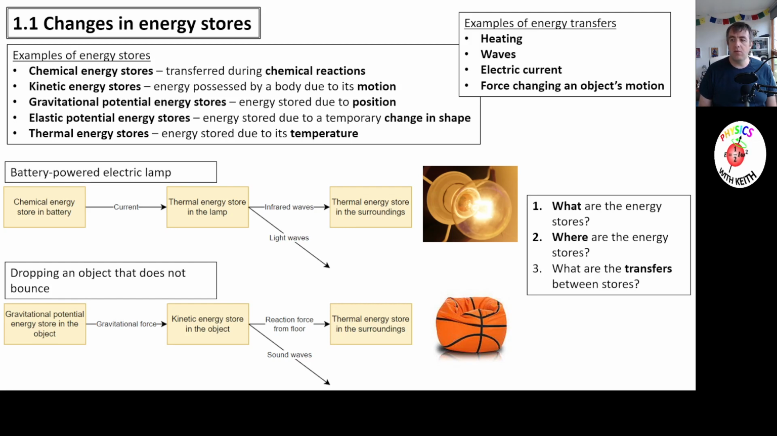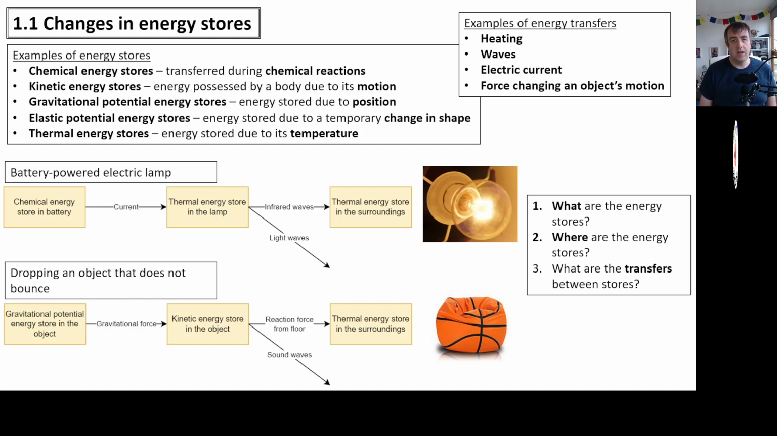You'll notice there are some things missing there. There's no electrical energy, light energy, sound energy, nuclear energy, or an energy store to do with gas being held at a pressure. That is an energy store, but that's not included on this list. Now we have to move energy from one store to another. So how do we do that? We use these methods of energy transfer.